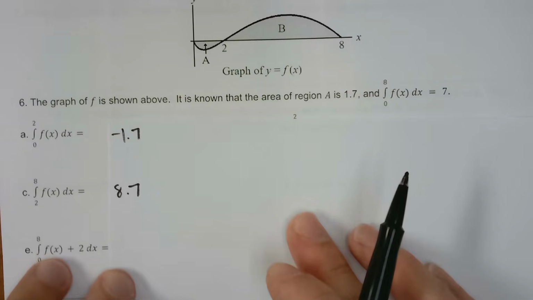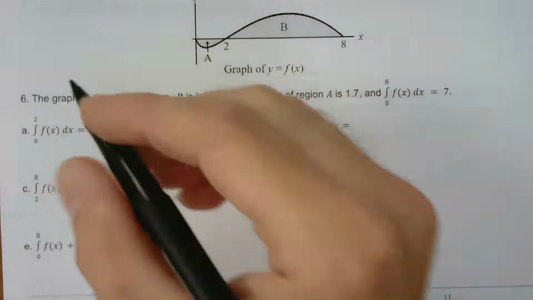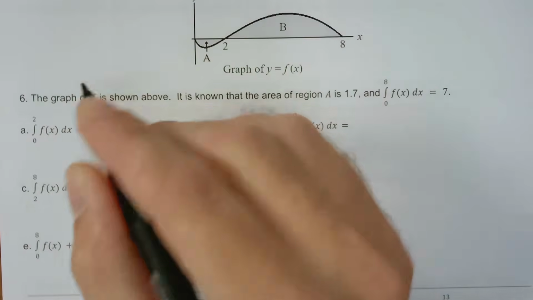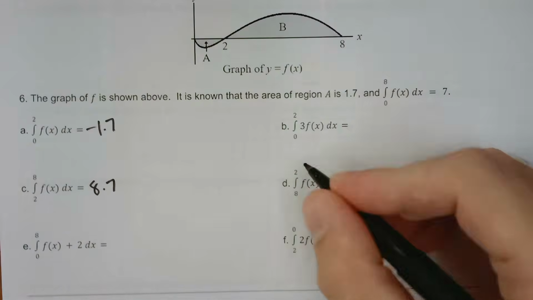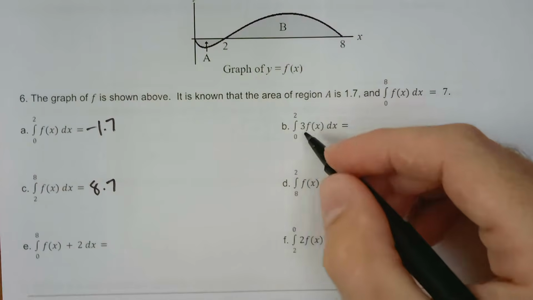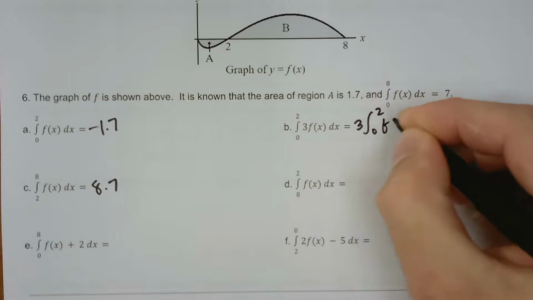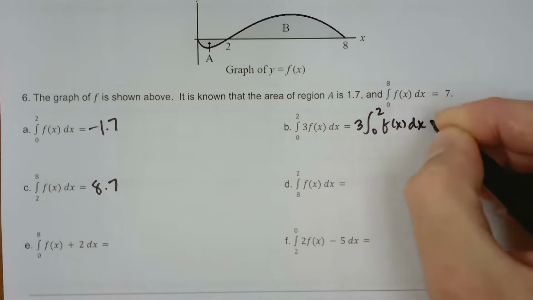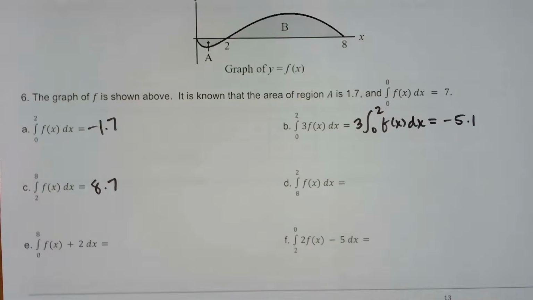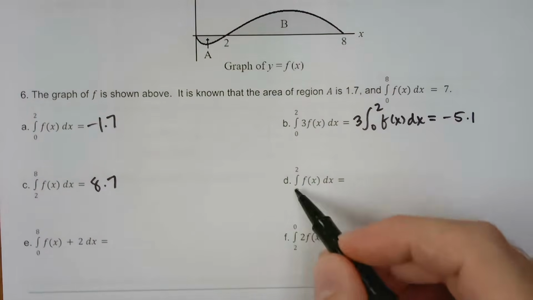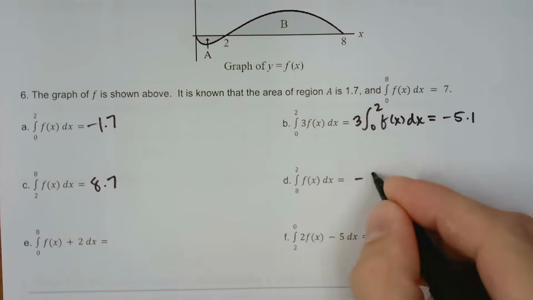I'm kind of realizing I had set up these problems in a certain order, so I guess I'll just write on the problems this time on this page. Okay, these were both pretty straightforward. The integral from 0 to 2 of 3 f of x is going to be 3 times the integral from 0 to 2 of f of x dx. And so that would be 3 times negative 1.7, which is negative 5.1. Okay, the integral from 8 to 2 is the opposite of the integral from 2 to 8, so this is going to be the negative of 8.7.